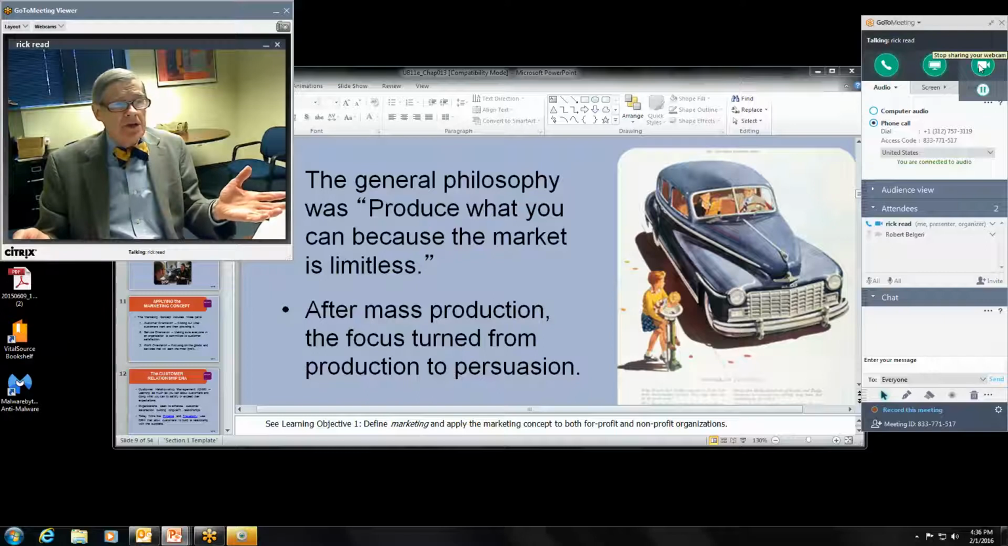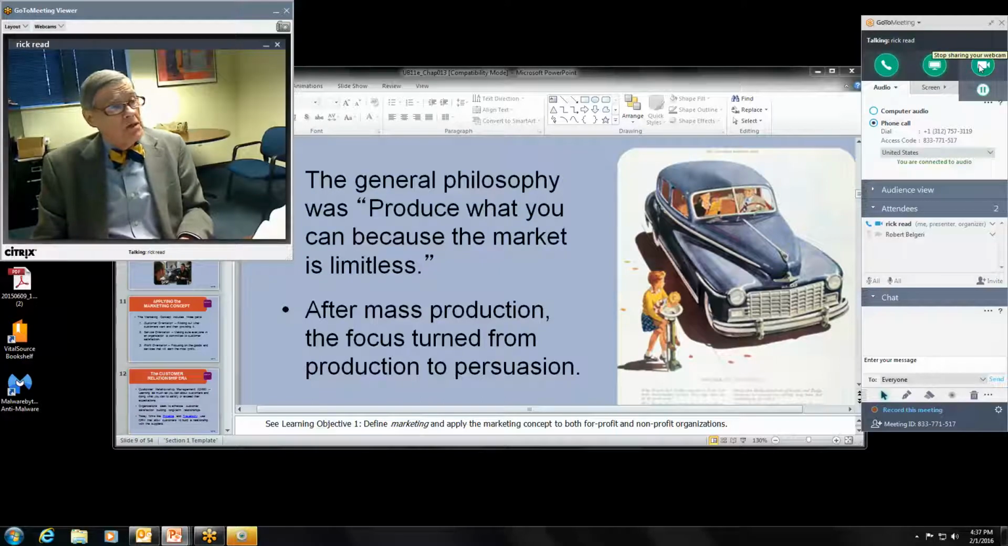In this production era, the philosophy was produce whatever you can because the market is limitless. Now, that may have been a thought process at one time, but it's no longer a thought process today, or at least I don't think it is. And one reason it shouldn't be is there's a finite number of people that are interested in your product and a finite number of people to which you can sell the product. We only have X number of people on this planet.